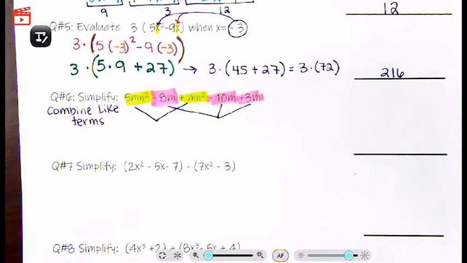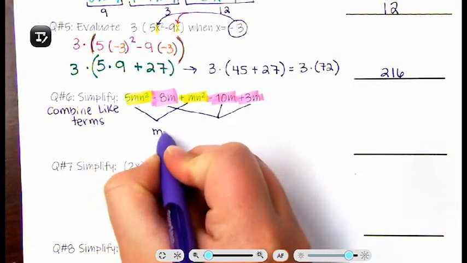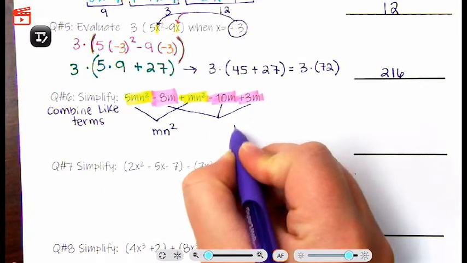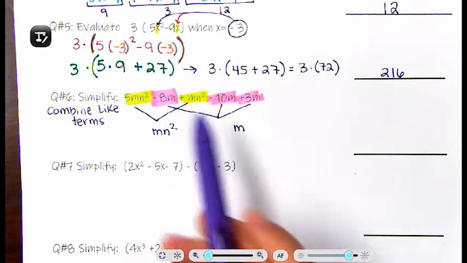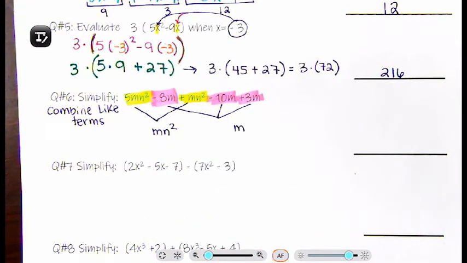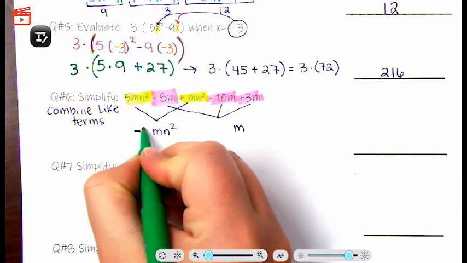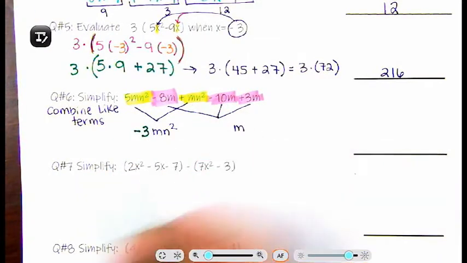And now when you're combining the numerics, the variables stay the same. For example, I'm going to keep it as mn squared here, and I'm going to keep this one as m. 5 take away 8, that means I have a negative 3. Here I have, oh, I did that wrong.